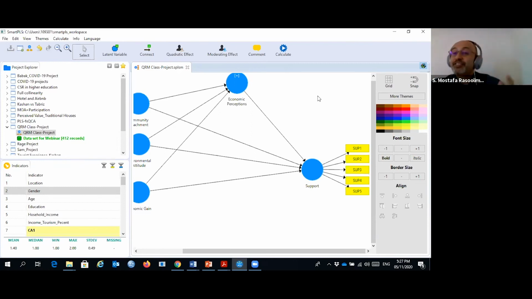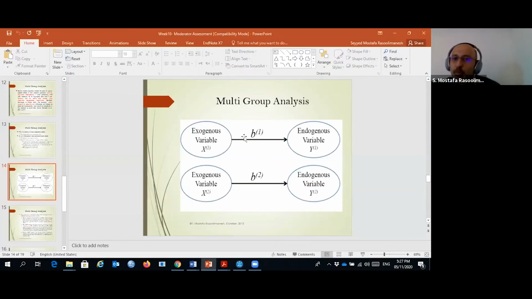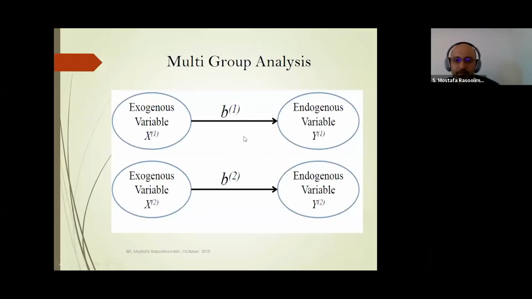Creating 7 interaction effects will influence all the relationships in our model, so we cannot get a proper result. If we have this type of moderator that moderates all relationships, it is better to apply multi-group analysis instead of interaction effect. Right? Okay.